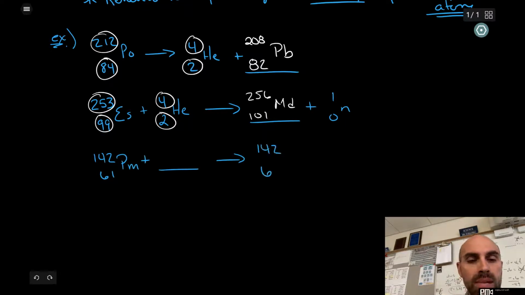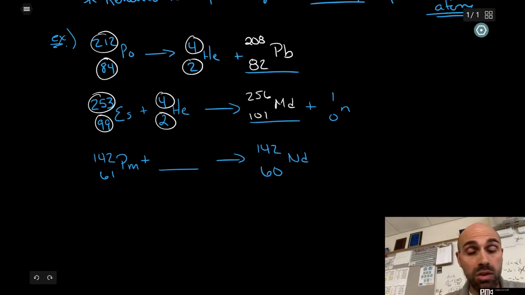142, Pm, 61, plus something gives us 142 and 60 Nd. So we need that 0 on the top. We need the -1 for the electron on the bottom. Very important. That one was actually an electron. So if you just take a look here, what is happening in these reactions?